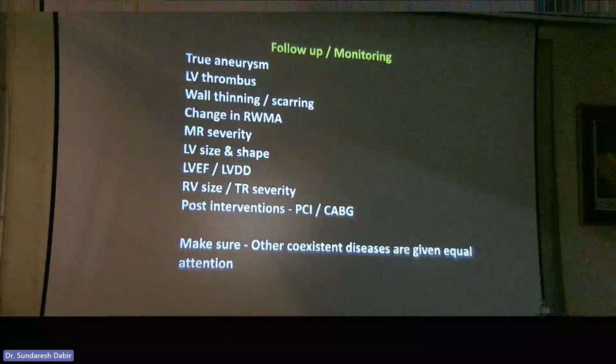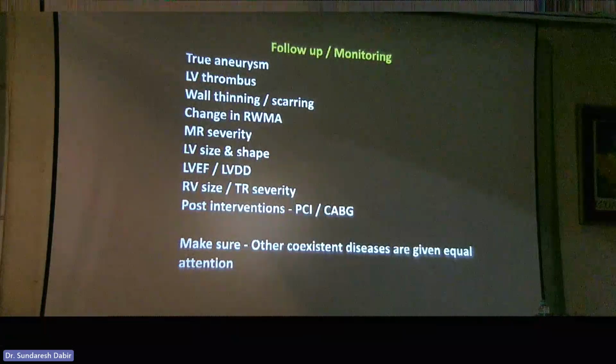So in follow-up, you're going to look at true aneurysms and LV thrombus. You're going to look at the wall. Over a period of time, has it started to thin, has it become scarred? Any change in wall motion? Maybe it has improved, maybe it has worsened. And looking at the MR, has it worsened? Has it improved? LV size and shape, the EF, the diastolic dysfunction, RV size, and also the TR severity. And then post interventions, you have these two.